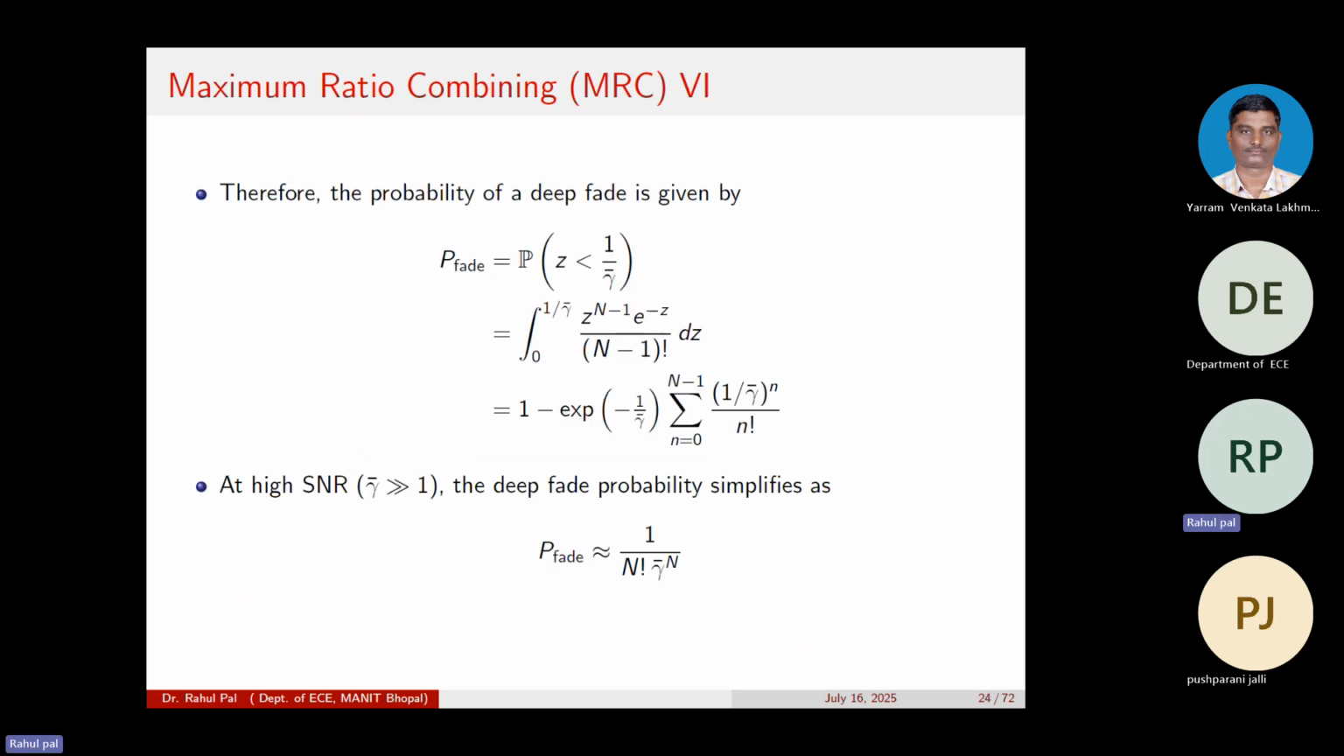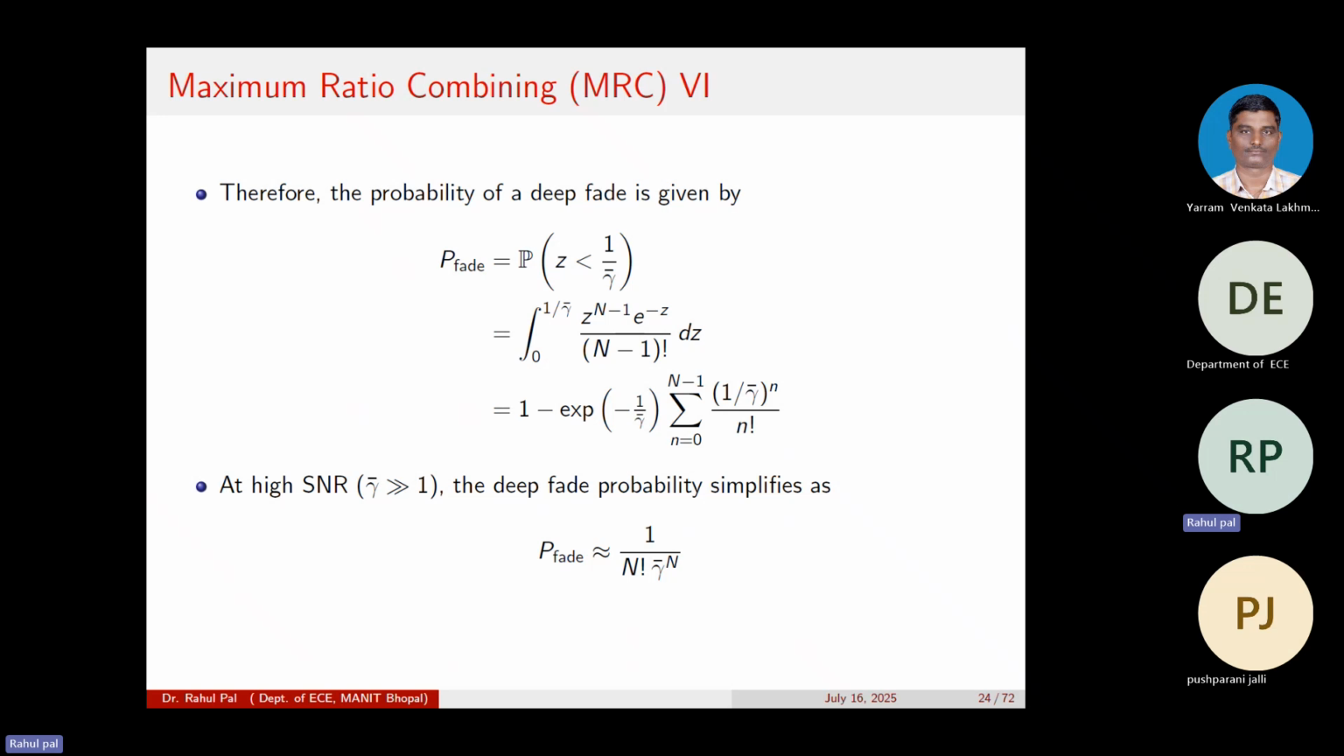Now we have the final expression. For high SNR, I want to see the effect and the performance of the diversity scheme, so I can simply find this expression for the highest SNR. It now comes out as 1 by n factorial times gamma bar raised to the power n.